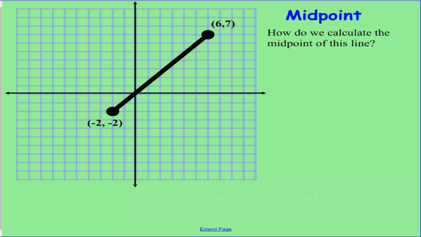The first one we're going to look at is the midpoint. Something in coordinate geometry you're going to be asked to do a lot is calculating a midpoint of an interval, a midpoint of a line. The words vary, but the end result remains the same.